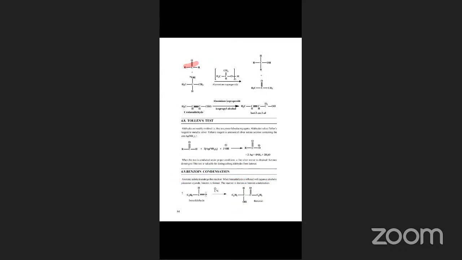This is C=O or C=O with R. This is the carbonyl compound, plus isopropyl alcohol, in presence of aluminium isopropoxide. The ketone is converted into alcohol, and the alcohol is converted into ketone. One is oxidation and another one is reduction. This one is reduction, and this one is oxidation.